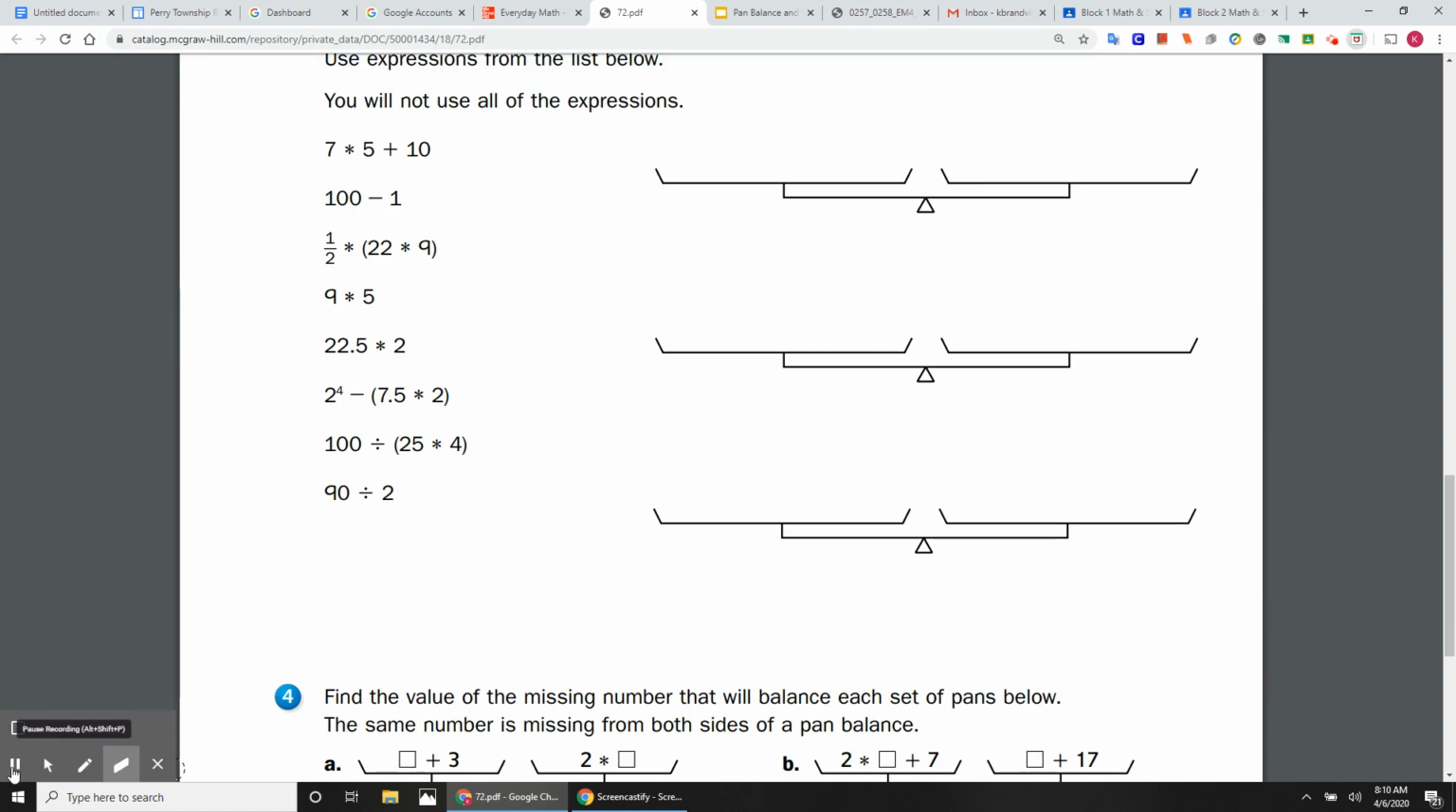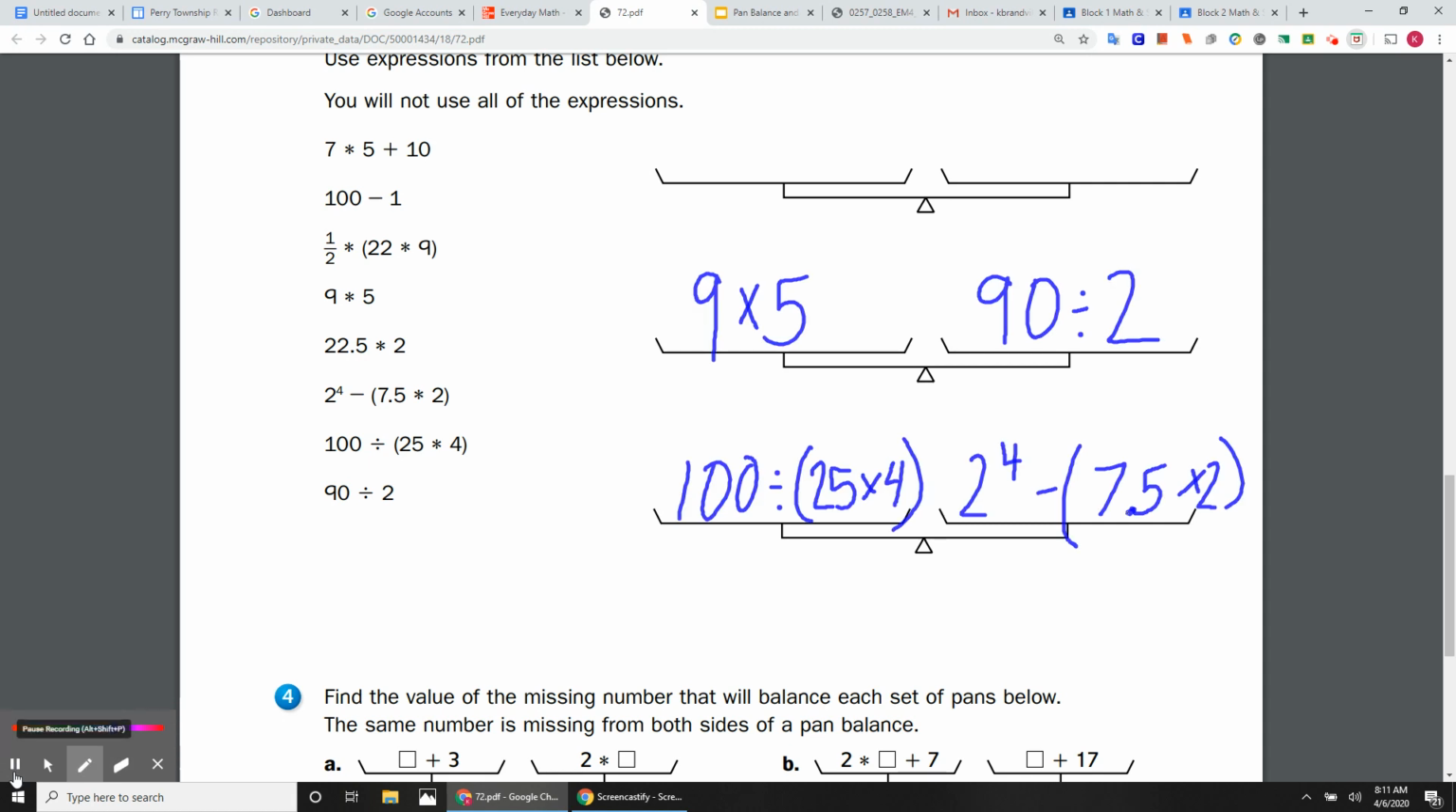All right, hopefully you have paused your video and found the expressions that are equivalent or equal to one another and put them on your pan balances. I'm going to show you the correct answers now. All right, so you could have these in either pan balance or flip-flop the left and right, but these are the expressions that are equivalent. So if you did not get those answers, check your work and find your mistakes. We're going to move on to number 4.